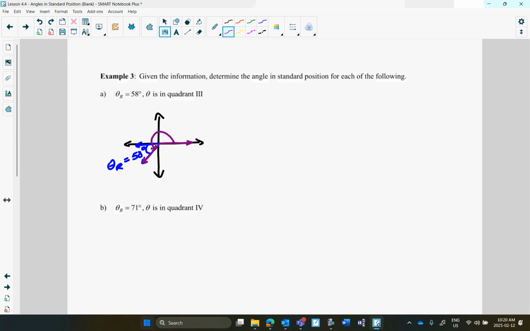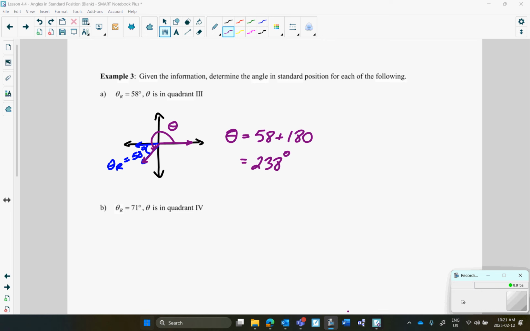And how would you find it? Yeah, 58. So theta is going to be 58 plus 180. Just going to give us 238 degrees. Try the second one. Now that we did the first one together, I'd like you to do it.